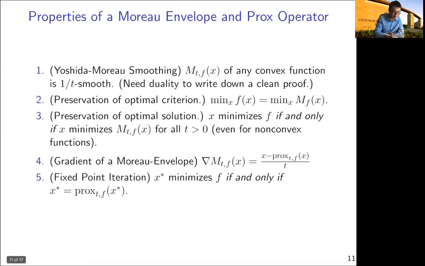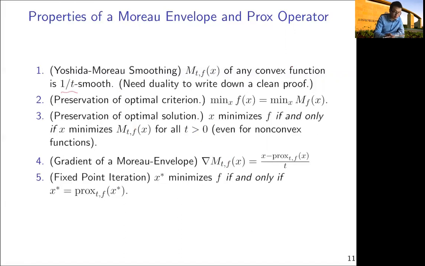Okay, so let's go back to the properties. First of all, this is a smoothing, and it's called Yosida-Moreau smoothing. And we can prove more concretely that if you smooth any convex function, then the envelope is at most 1 over t smooth. We'll see this later after we talk about duality.